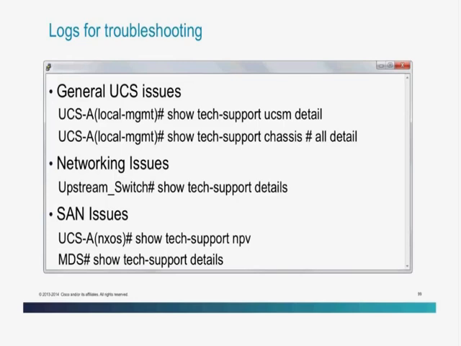Networking issues, you can just give show tech-support details. This is quite similar to your N5K output and will just give the switching part of it. SAN issues, you can give us show tech-support NPV, because the fabric interconnects by default are in NPV mode. So that is why we need the NPV tech support.